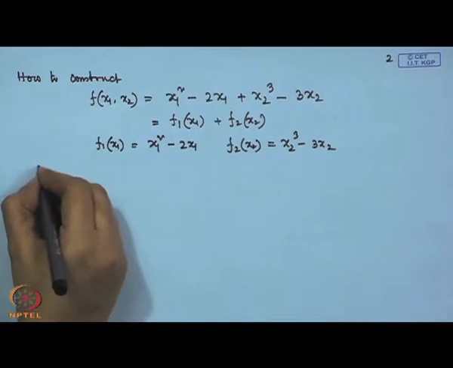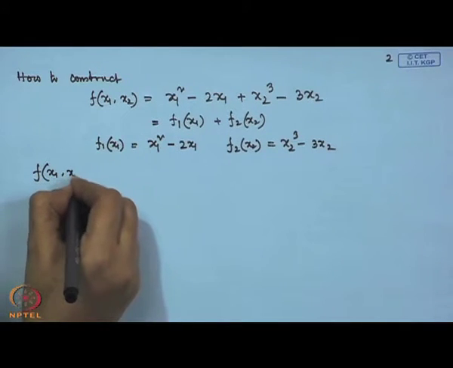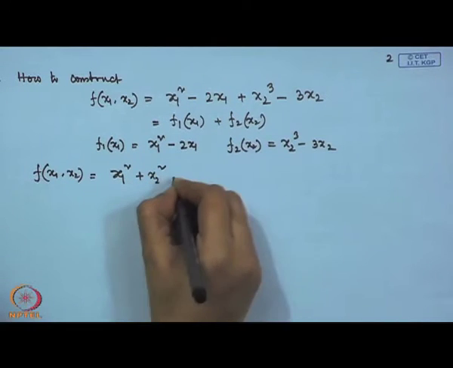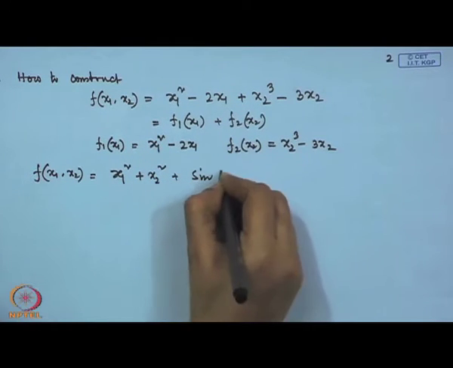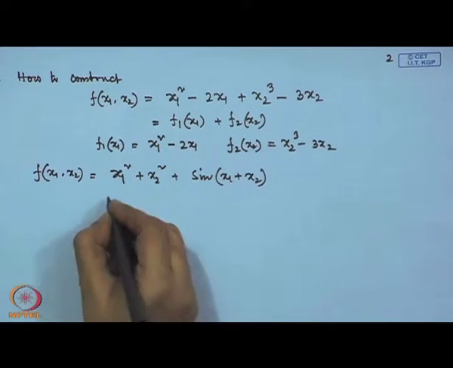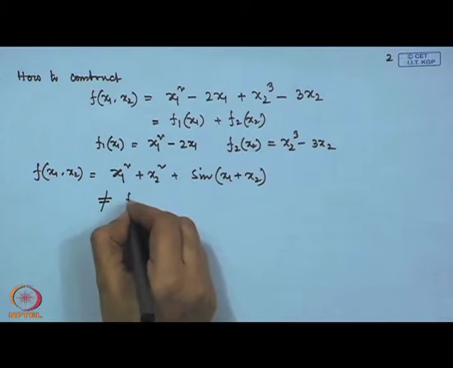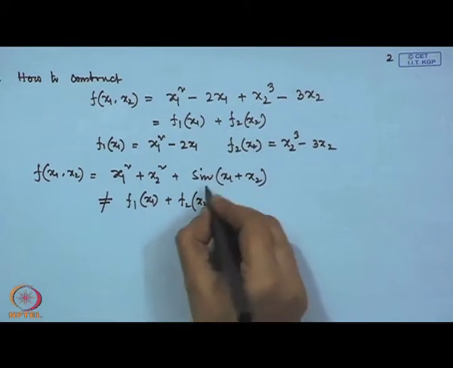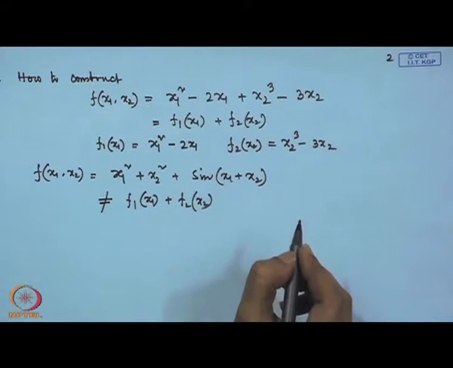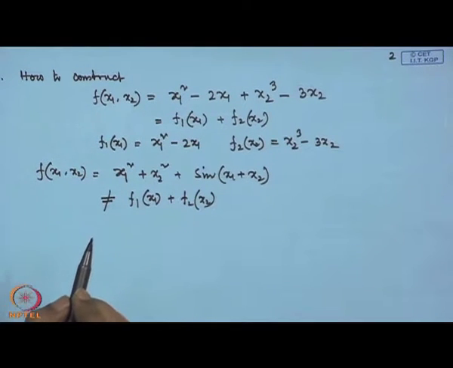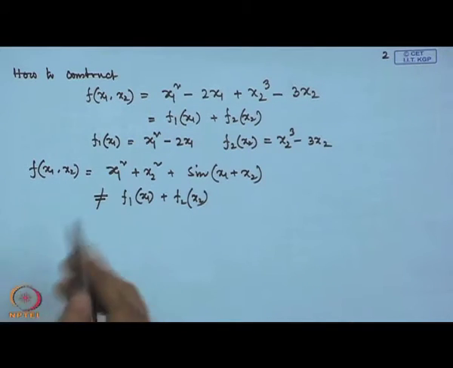But if we consider a function f(x1, x2) as x1 square plus x2 square plus sine of (x1 plus x2), we cannot write this function in the form f1(x1) plus f2(x2) because of the involvement of sine of (x1 plus x2). That is why this function is not a separable function, and the separable programming technique is not applicable for such kind of function.